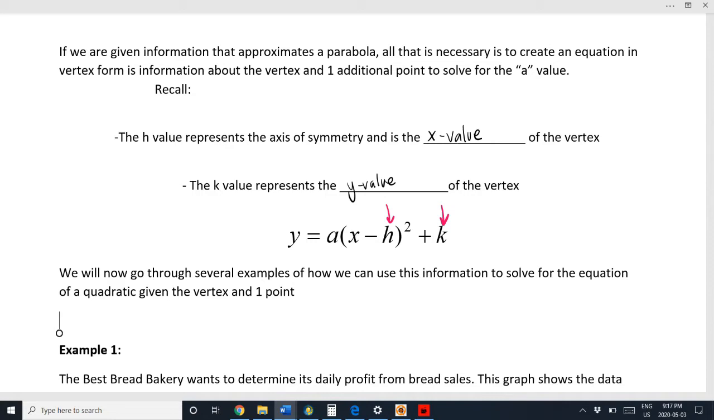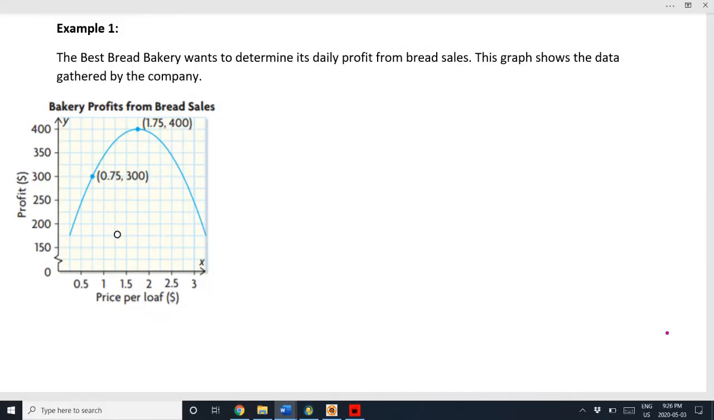We will now go through several examples of how we can use this information to solve for the equation of a quadratic given the vertex and one point. Example 1. The Best Bread Bakery wants to determine its daily profit from bread sales. This graph shows the data gathered by the company. Examining the data, we're clearly given the vertex at 1.75, 400.